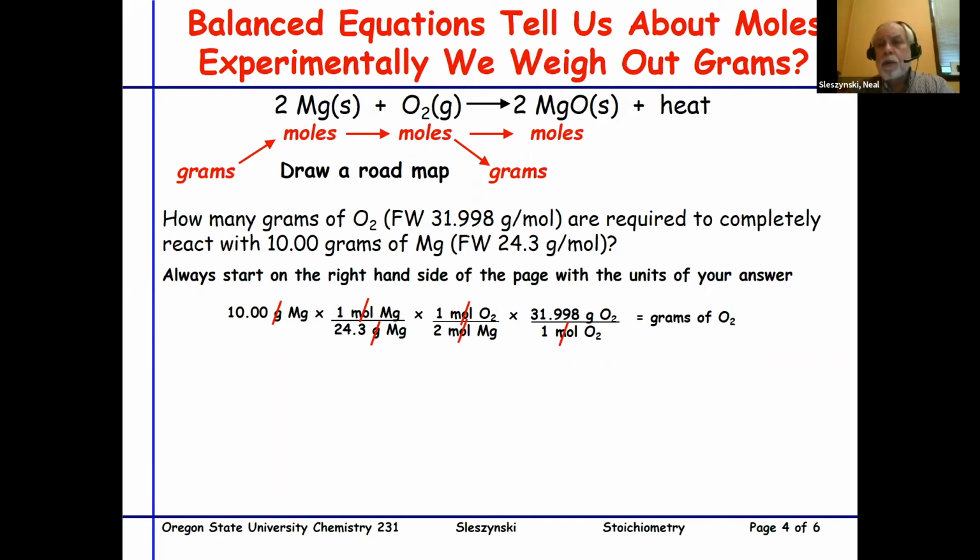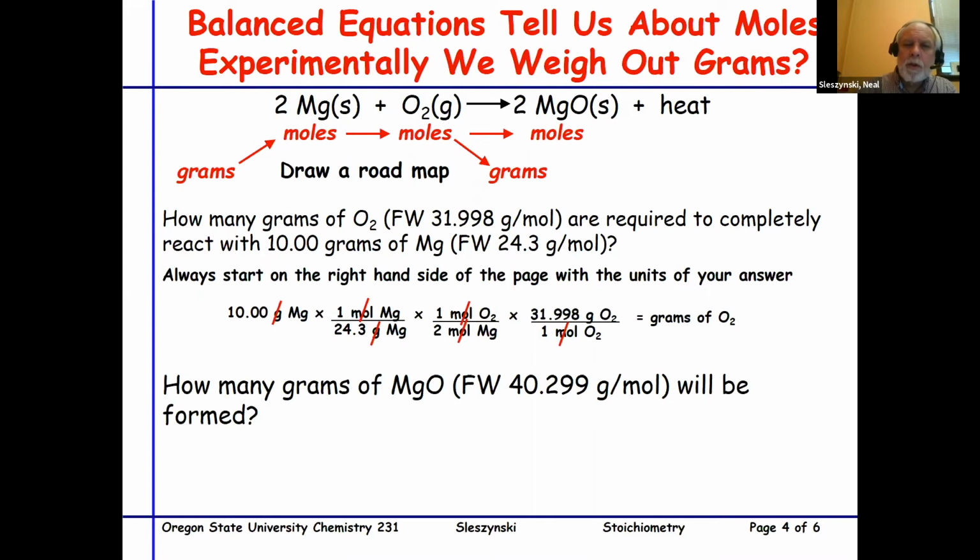And now the only units we have left on the left-hand side of the equal sign are grams of oxygen. Well, that's what we were asked to find for an answer. Our units check out. We can now grab a calculator and chug through this calculation. Well, once we've found that, the next question that we probably want to know is how many grams of magnesium oxide will be formed if we have 10 grams of magnesium and the proper number of grams of oxygen.